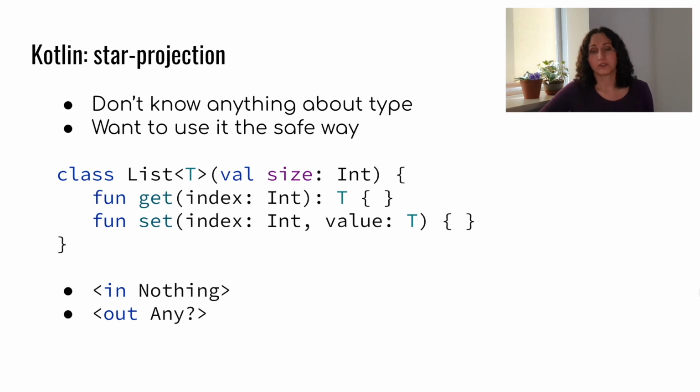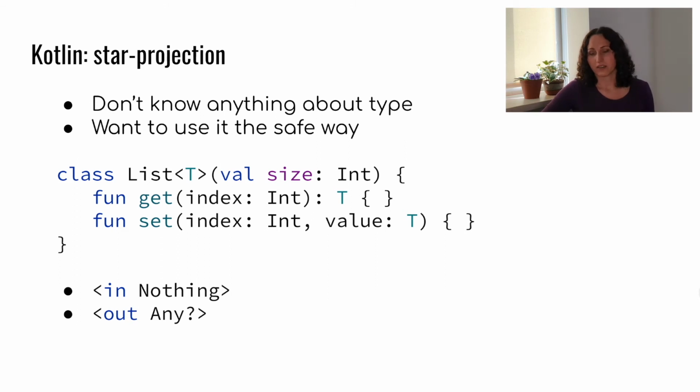Sometimes we just don't know anything about the type, but we still want to use it in a safe way. And how can we explain that we can use anything here in our generic? As we remember, everything in Kotlin is a supertype of Nothing and a subtype of Any with a question mark.